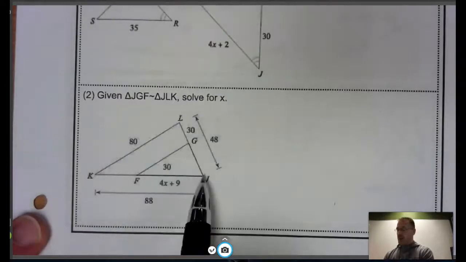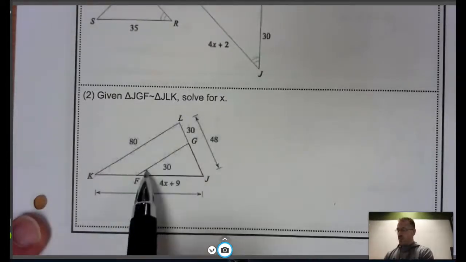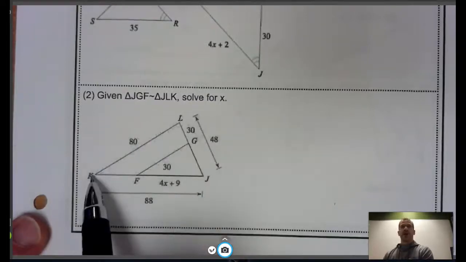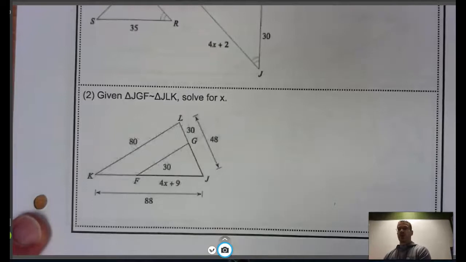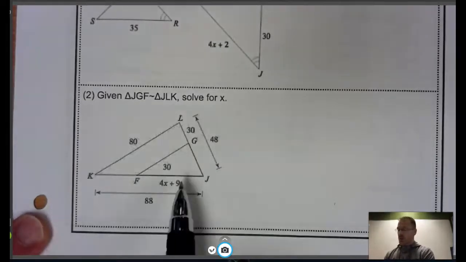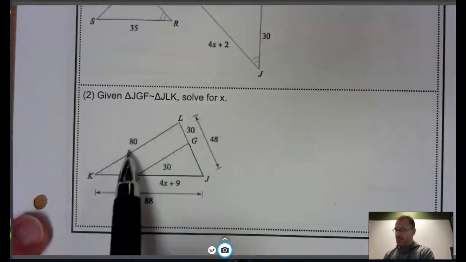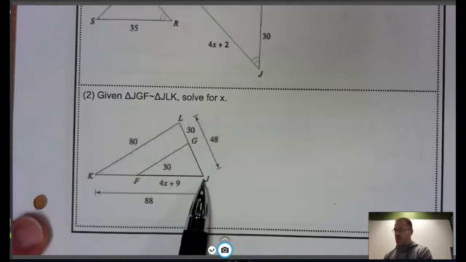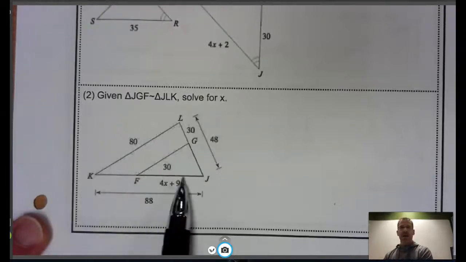Triangle JGF, which is the small triangle right here, is similar to JLK, which is the big triangle. So now we know corresponding angles are congruent, and we know all corresponding sides are proportional. Now notice we know no information about angles here, so we're dealing with all side lengths, which means we need to set up ratios and solve. Now, what I want to show you is what this notation means, in case you're unfamiliar with it: it means that this whole side is 88. So that means that JK is 88.